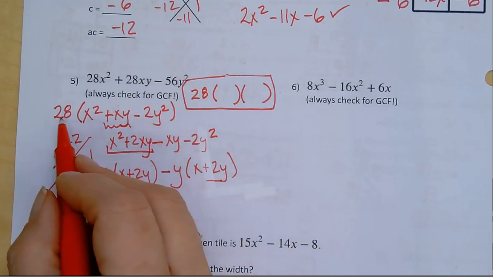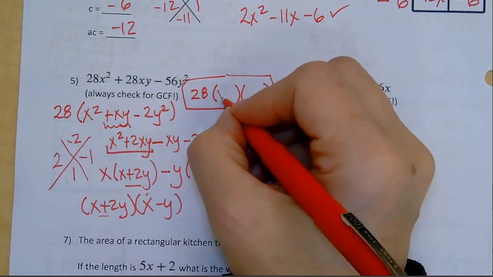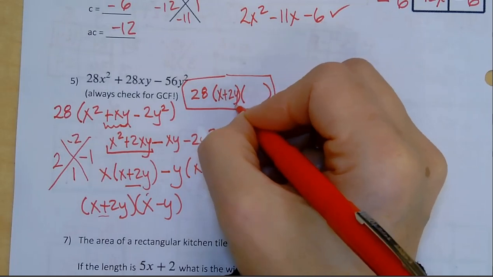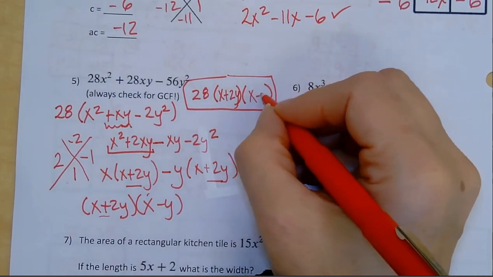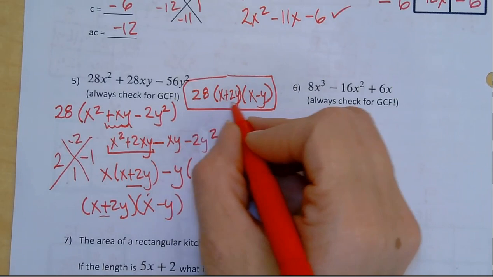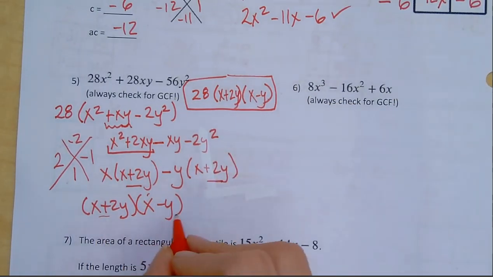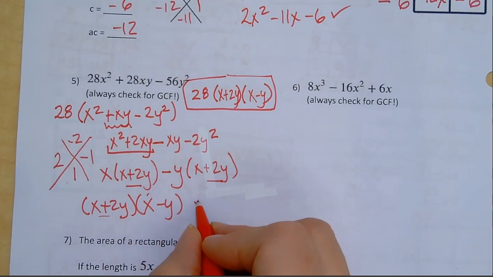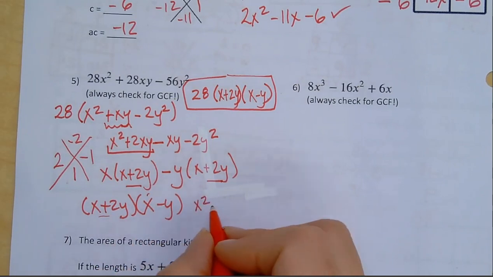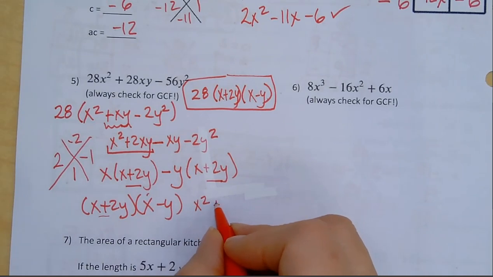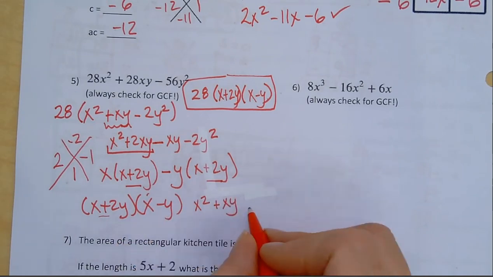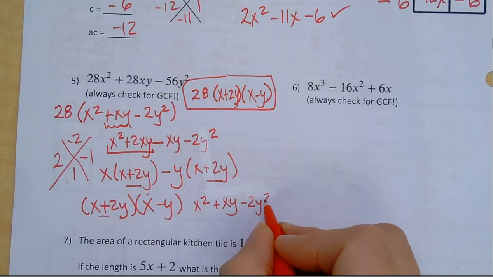I still have 28 as part of my answer. So my answer is going to be 28 times x plus 2y times x minus y. If I want to double check, x times x is x squared. Outer is negative xy, inner is 2xy, so 2xy minus xy is just xy, and then last is negative 2y squared.